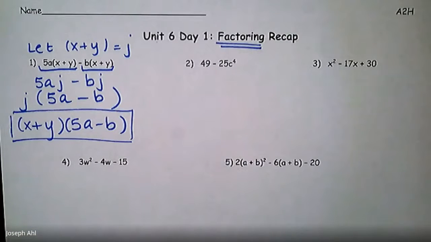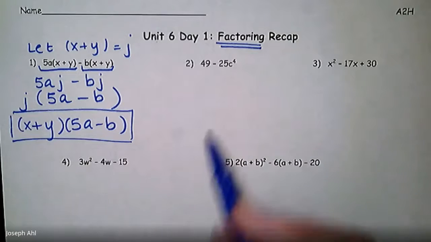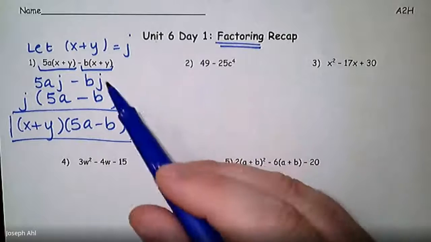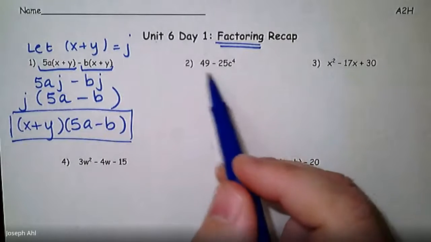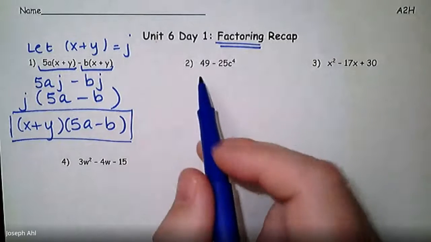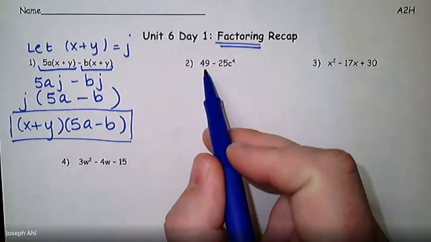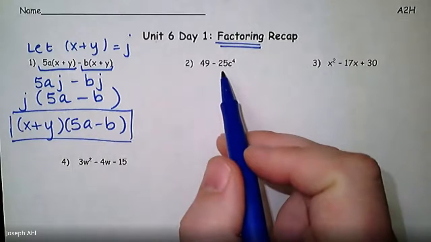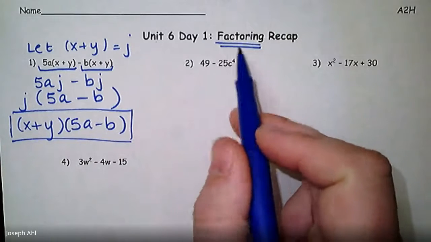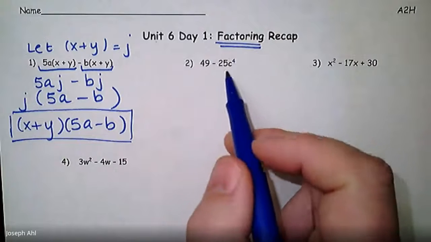And now that this is written as a product, that is the final answer for number 1: x plus y times 5a minus b. All right, moving on to number 2. We have 2 terms here, so a little different than all of the others. This is the only one that I see that has just these 2 distinct terms. We have 49 and then 25, and those stand out as special numbers to me because these are perfect squares, right? c to the 4th is also a perfect square.